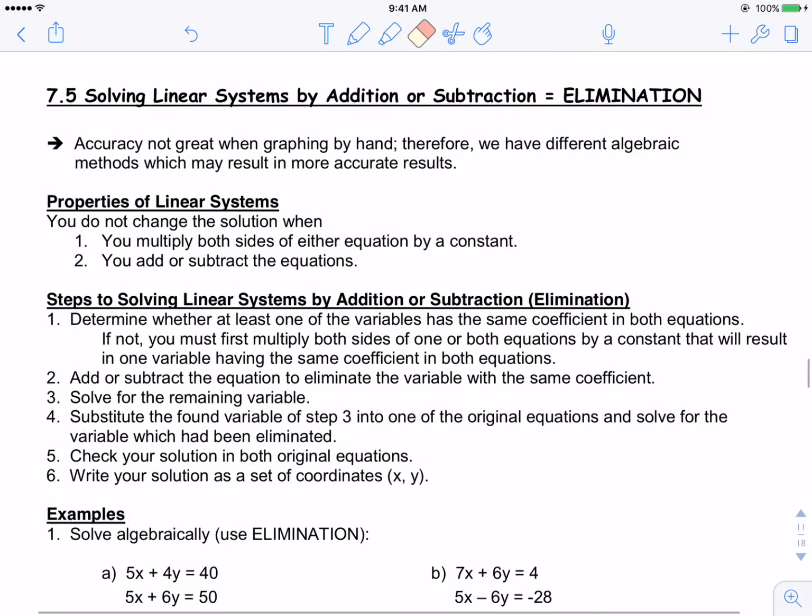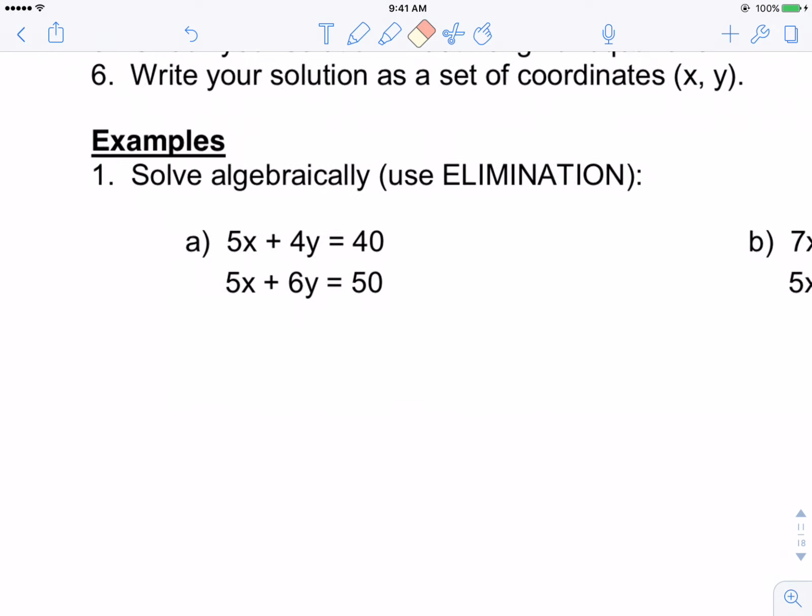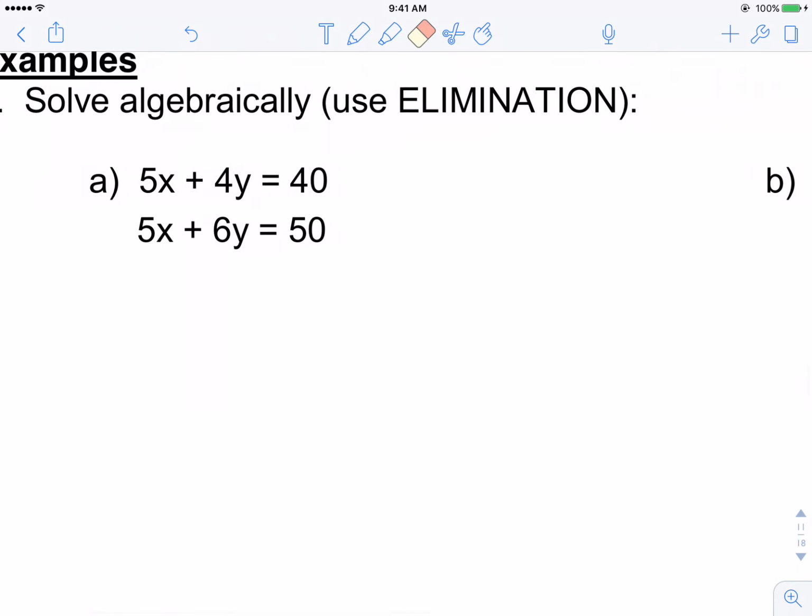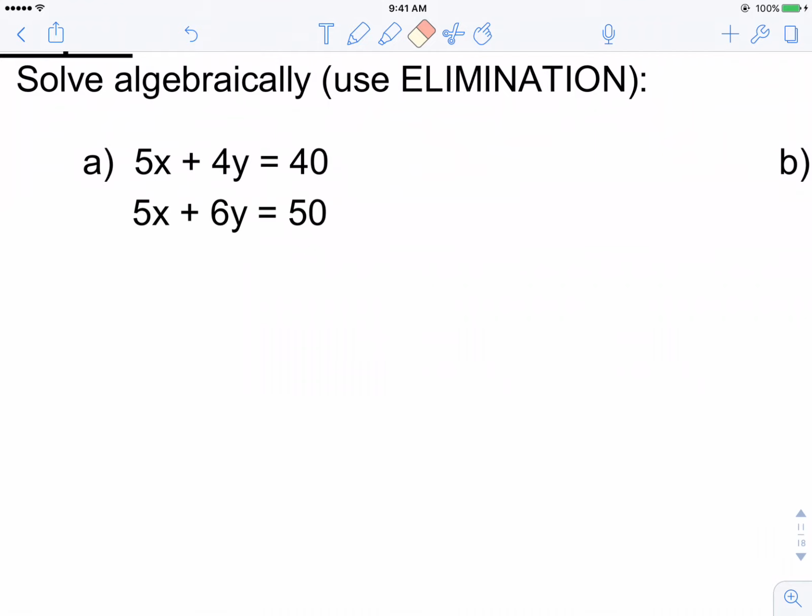I want to get to an example. So example 1a. Solve algebraically using elimination. I have 5x plus 4y is equal to 40, and 5x plus 6y is equal to 50. You will notice already that these variable terms are exactly the same. Okay? So if I subtract those from each other, I'm going to end up with 0. Those are going to cancel out. So essentially that's what I decide to do. I'm going to subtract that equation from the equation above.